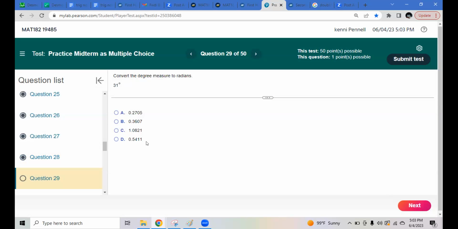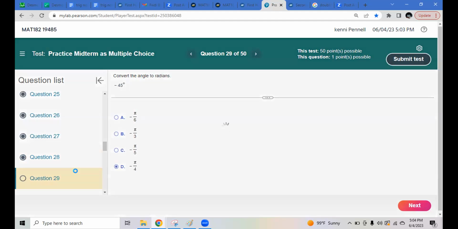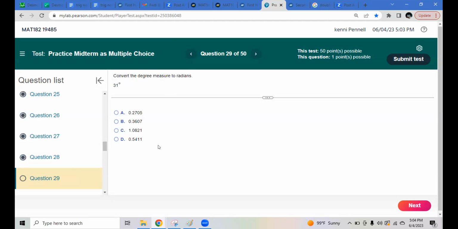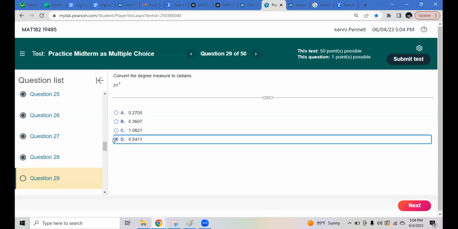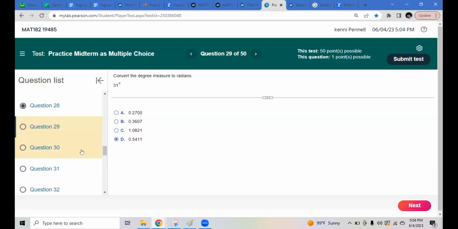Let's see. This one's the same thing, right? Yep, this time you can put the pi in because none of the answers have a pi in it. So you're gonna multiply by pi over 180. Okay. 31 times, one second. All right, I got D. Okay, looks good. Cool.